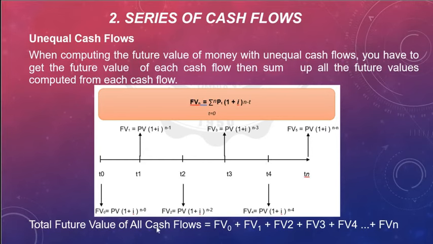So, the total future value of all cash flows will be the future value of your cash flow received in year 0 plus the future value of the amount that you received in year 1, in year 2, in year 3, year 4, and so on and so forth. Okay? Let's have the example, and then we'll go back to this illustration or diagram later so it's easier to understand.